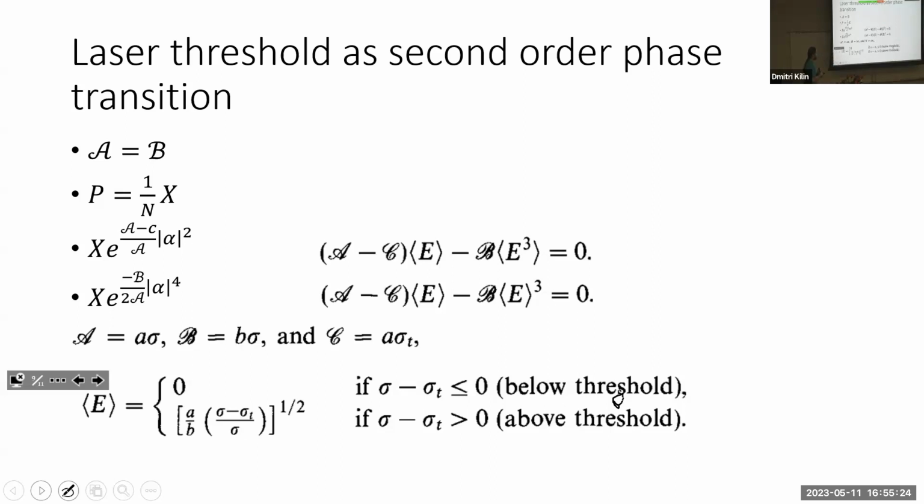But the key takeaway is what we have here at the bottom: if sigma minus sigma t is below 0, it's below the threshold, and our expectation value of our emission is 0. If it's above the threshold, then it's A over B times this geometric series. So there's a function with a discontinuity. Yes. Okay.